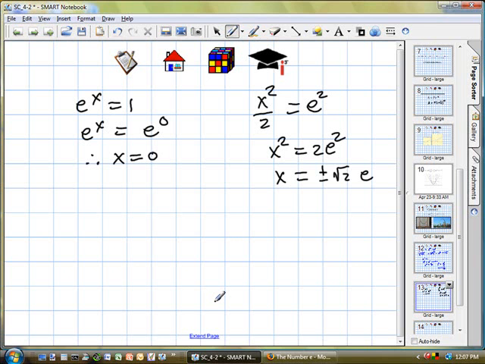How about 15? E to the x squared. Okay, now again, what if x was 0? Well, 0 squared is 0, and what's e to the 0? 1. Okay, so this graph goes through 0, 1, but I think there's a number of them that do that. There are 3 of them. Okay, so let's go one more step.